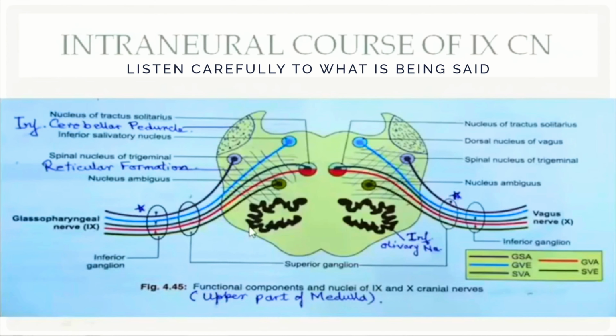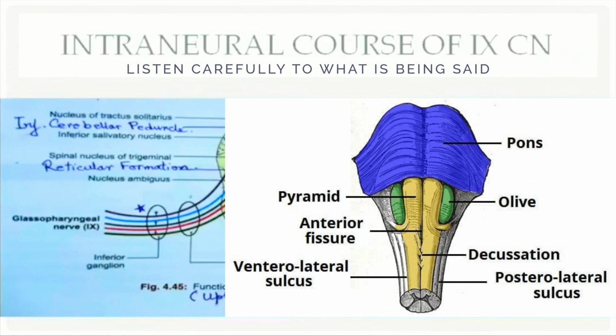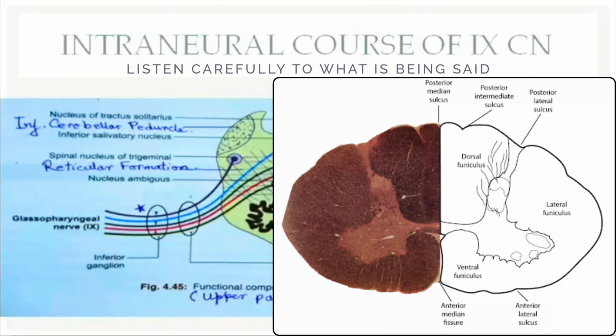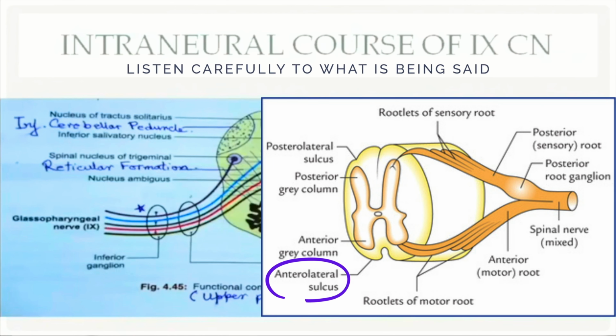One more thing before I move to another slide: when you are seeing the ventral aspect of the brainstem, there are sulci, right? Like you have sulci on the cerebral hemispheres, you even have sulci on the brainstem, and you even have them on the spinal cord. In the spinal cord, there was the anterolateral sulcus, and from that anterolateral sulcus, efferent nerve rootlets arose from the anterior horn of the spinal cord, right? So the rootlets which emerge from the anterolateral sulcus are actually efferent nerve fibers, autonomic fibers or somatic fibers from the spinal cord.